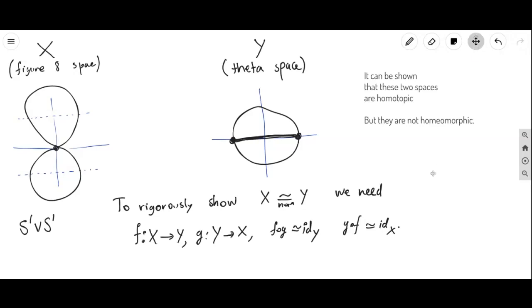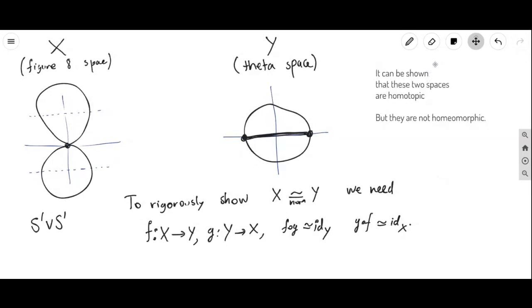So how does one find these functions? Let me describe these functions in words. And then your job would be to actually write down the formulas for these functions and then verify that these compositions are homotopic to the identity. So that means you will have to find the compositions, and then after you find the compositions, you then have to construct a homotopy that will do it for you.